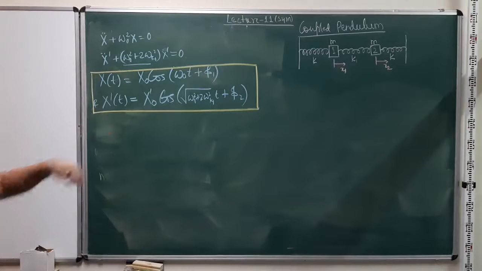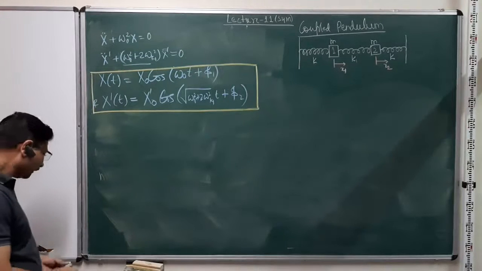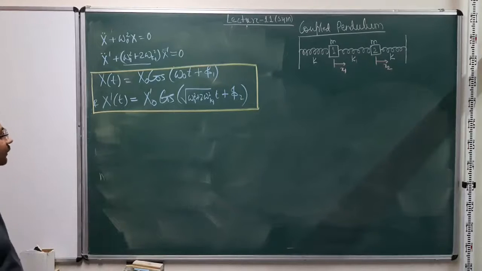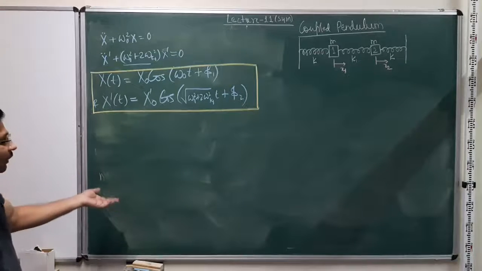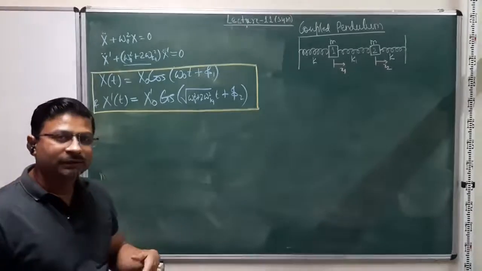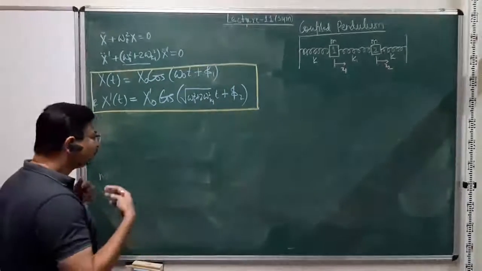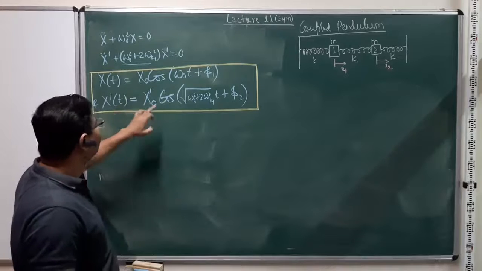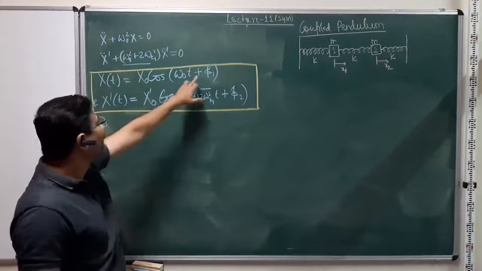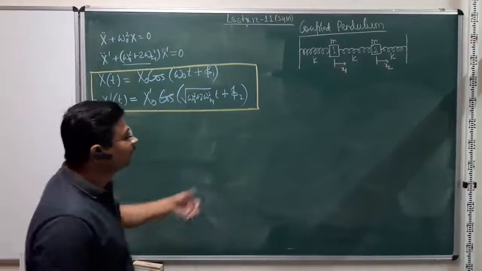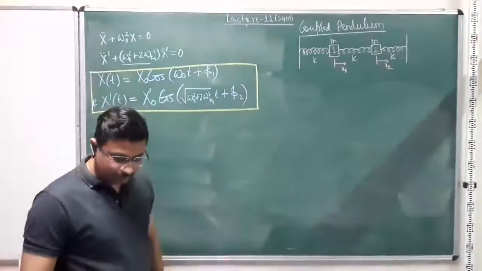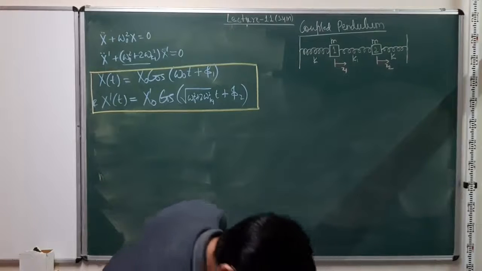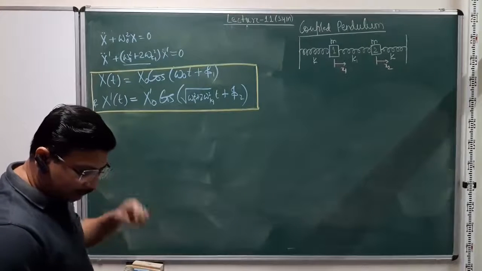This is exactly the same as what we have done earlier. Further analysis of this problem will require us to input more information into the system. For example, if you want to find out X naught, x prime naught, phi 1 and phi 2, then we need to know the initial conditions of the system. So let us do that and describe this in terms of initial conditions.